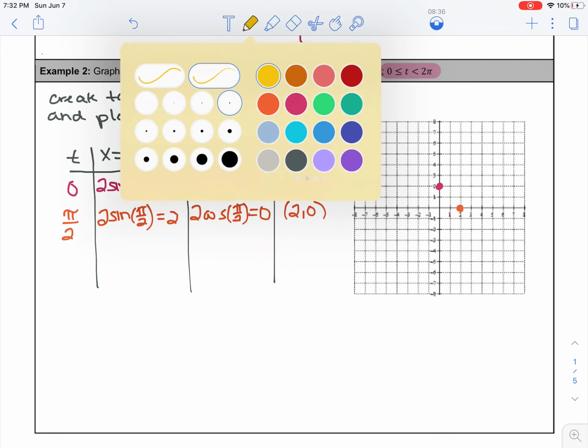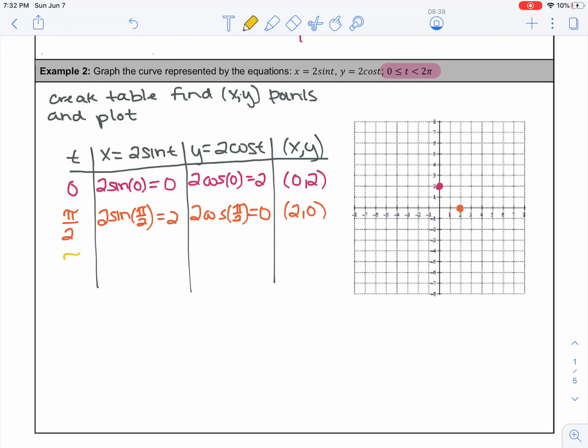Next, I'm going to choose to evaluate pi. These are just nice radian values to plug into my sine of t and cosine t function, considering we have that multiplier of 2 out front. So 2 sine of pi is going to give us another value of 0. 2 cosine of pi will give us a value of -2. So we have the xy coordinate 0, -2, which will be right down here.